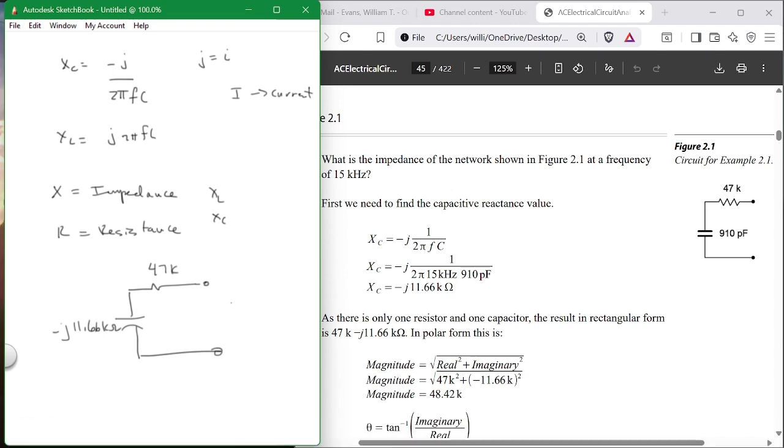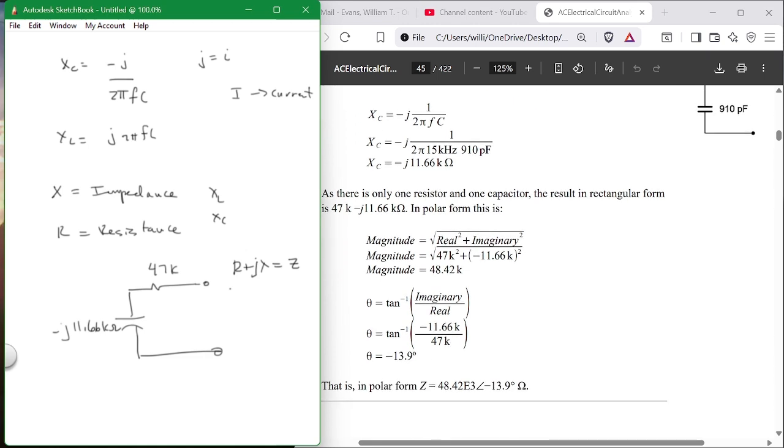Now, what's the resistance, or what is the total? The R plus jx is equal to z. So the real plus the imaginary is called the impedance. Now, what is the impedance? We write it as z. Okay, so what is the z instead of the R of this whole thing?